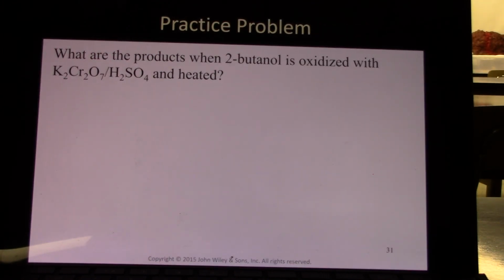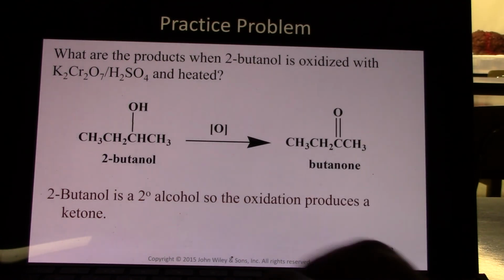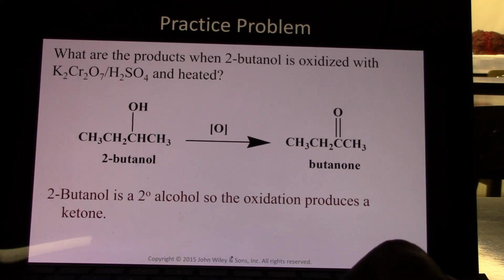What are the products when 2-butanol is oxidized? Well, this is a secondary alcohol, so the furthest we can oxidize it is to a ketone. Again, to oxidize it further, you'd have to break a carbon-carbon bond, and that's extremely unusual, so that doesn't happen in this class.